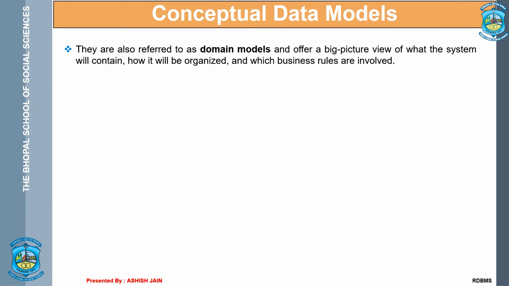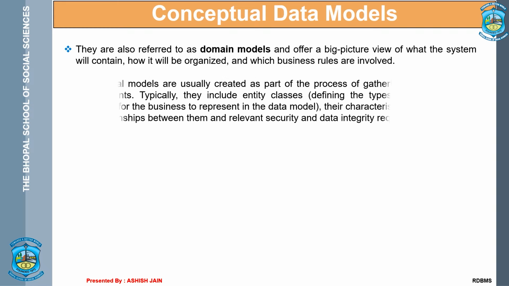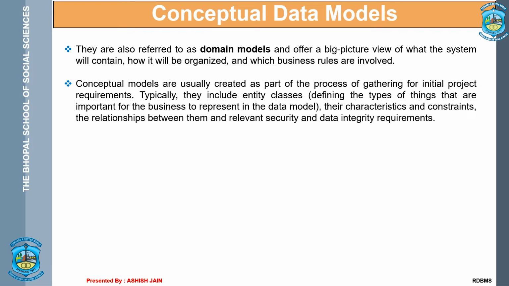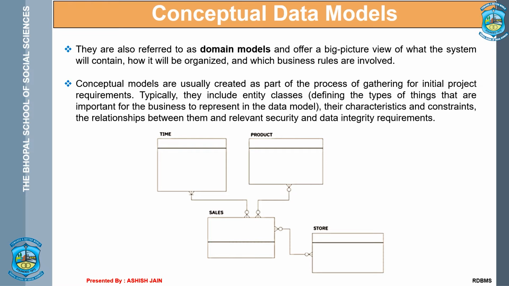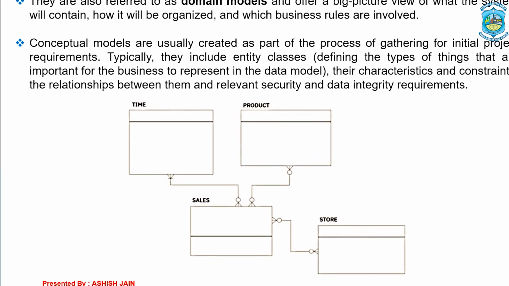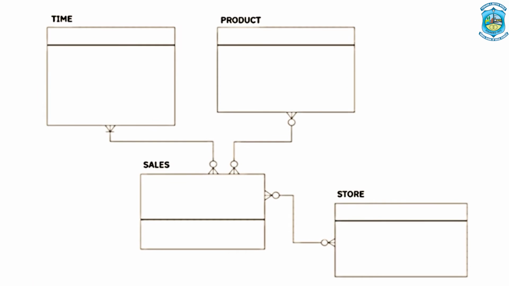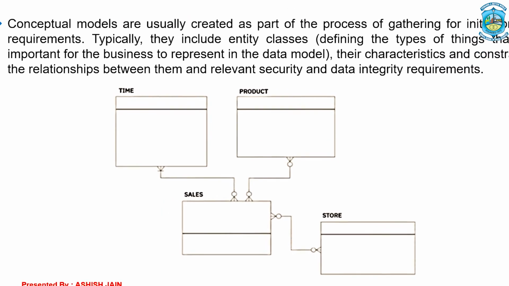These conceptual database models are also referred to as domain models because they are domain-centric or domain-specific models, right? These models are usually created as a part of the process of gathering the initial project requirements. Suppose we have time, product, sales and stores, these four files, and there is a link or association among the values. So we just write down the basic structure of all these tables or structures, and we have to have some connections between them. Such organization is very basic, and this is called the conceptual level, just to have an understanding of how things are organized. But actually this is a logical representation.